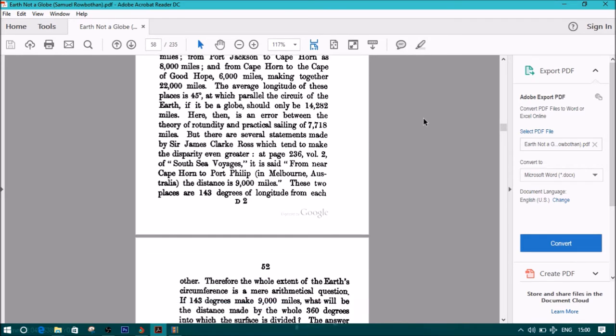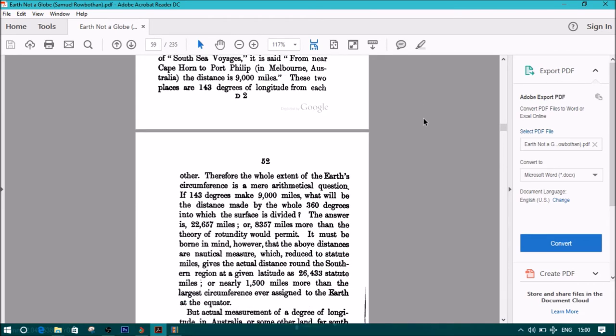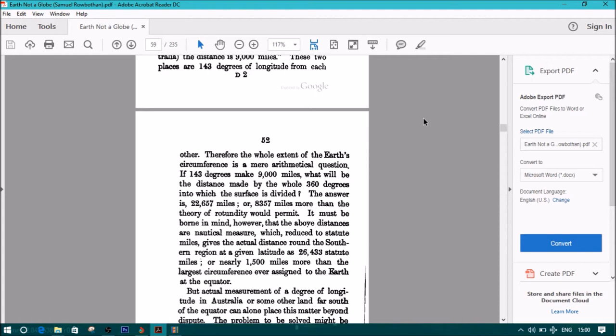Here, then, is an error between the theory of rotundity and practical sailing of 7,718 miles. But there are several statements made by Sir James Clark Ross which tend to make the disparity even greater. At page 236, volume 2 of, quote, South Sea Voyages, it is said, from near Cape Horn to Port Phillip in Melbourne, Australia, the distance is 9,000 miles. These two places are 143 degrees of longitude from each other. Therefore, the whole extent of the Earth's circumference is a mere arithmetical question. If 143 degrees make 9,000 miles, what will be the distance made by the whole 360 degrees into which the surface is divided? The answer is 22,657 miles, or 8,357 miles more than the theory of rotundity would permit.